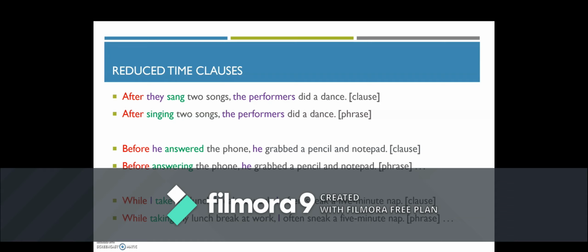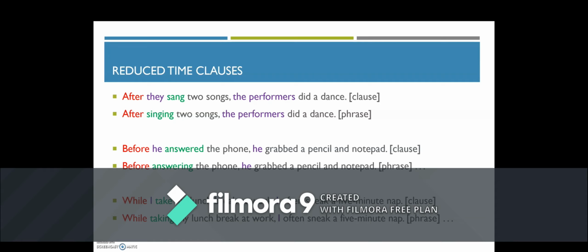So remember that there are other words that you can use to make reduced time clauses, but we're going to focus today on after, before, and while. And remember that you can omit the subject always if the subject in both clauses is the same. Now, if the subjects are different in the clauses, then you can't do this. This is just for two clauses that have the same subject. And remember that you use the present participle of the verb.